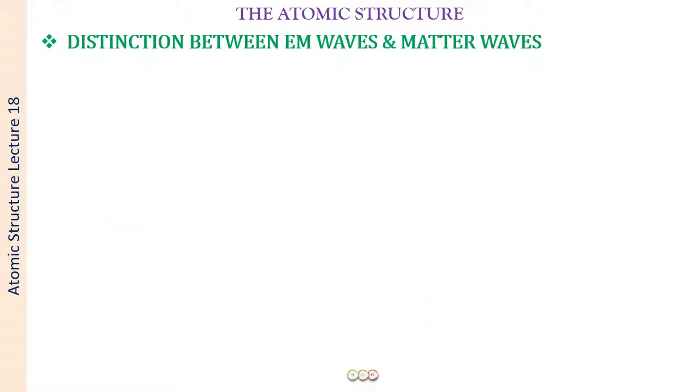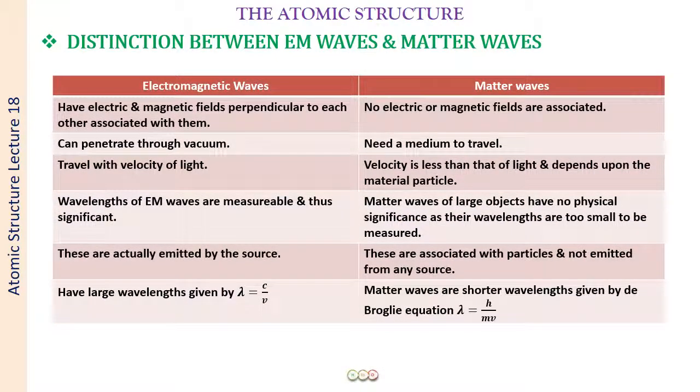Next, I have one more difference for you: the electromagnetic waves and the matter waves. Such things, I think, will help you in attempting your subjective questions also, and plus this is going to clarify your concepts even better. So electromagnetic waves have electric and magnetic fields perpendicular to each other associated with them, while matter waves have no electric or magnetic fields associated with them.